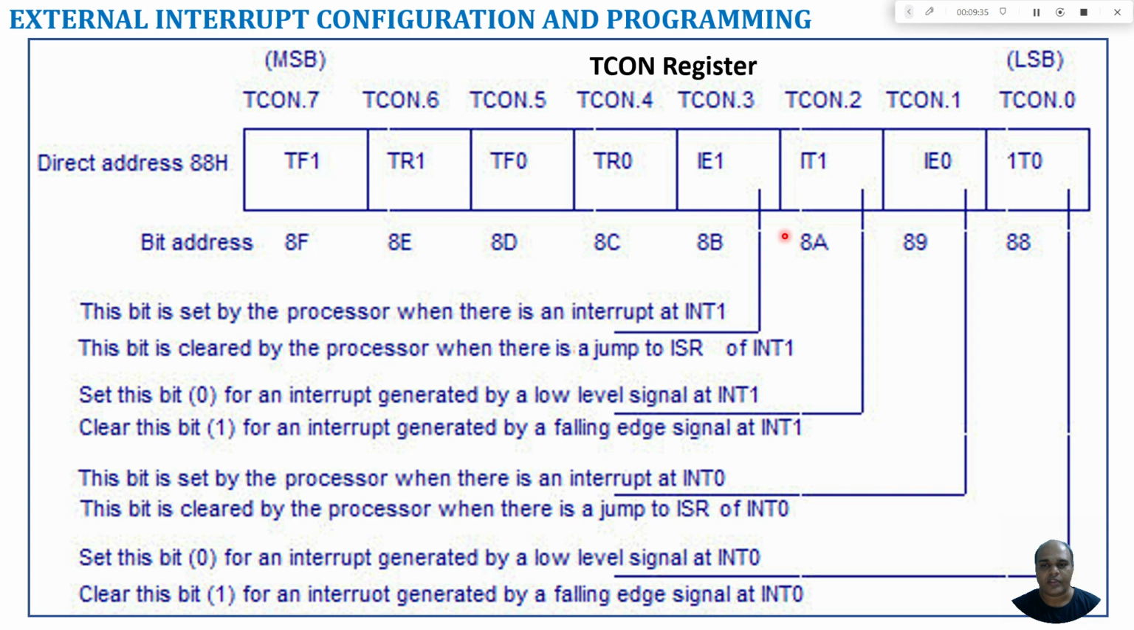So now let us look at those registers. TCON, as I said, is here. I have IT0. A 0 to this bit will select a low level interrupt. A 1 to this bit will select a falling edge interrupt. IE0 and IE1 are your flags for external interrupt 0 and external interrupt 1. IT1 is the type of interrupt selection for your INT1.